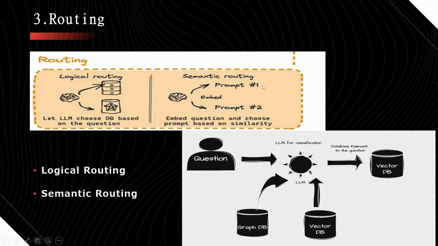In a simple way, one prompt is written about a particular database, describing in what scenarios you should choose this database, and in the second prompt we have written the other scenarios in which you should choose that database. Your query will be embedded with the help of an embedding model, then it will do a similarity search with both prompts. Based on that, it will choose. Now let's move to the coding part, to see how to implement this logical and semantic routing.